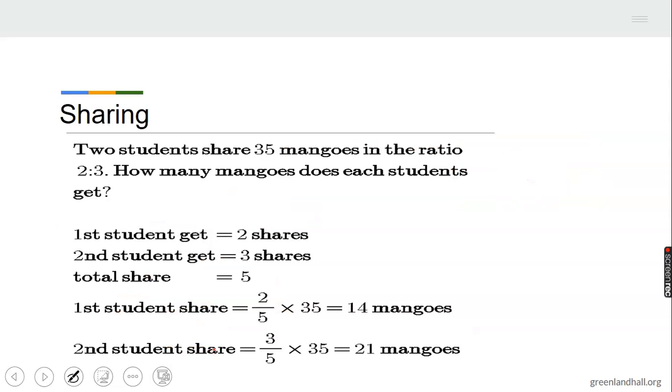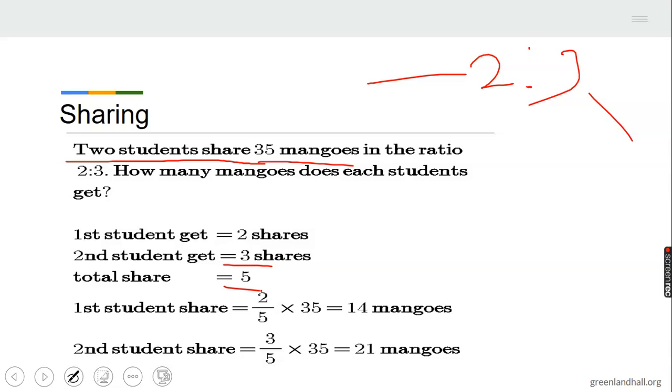So the ratio is 16:7. Now, sharing: how we can use ratio in sharing a commodity among 2 or more people. Suppose 2 students share 35 mangoes in the ratio 2:3. The share for the first student is 2 and the share for the second student is 3. When you add together, the total share is 5.